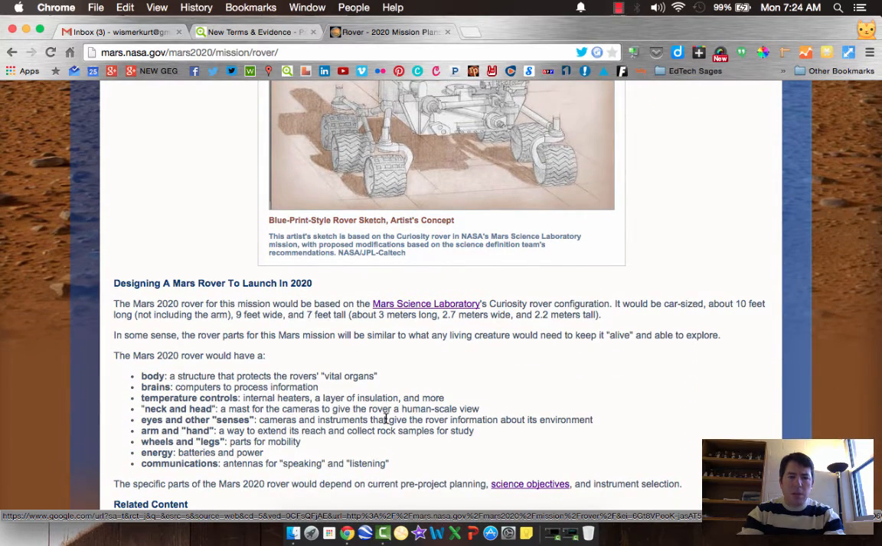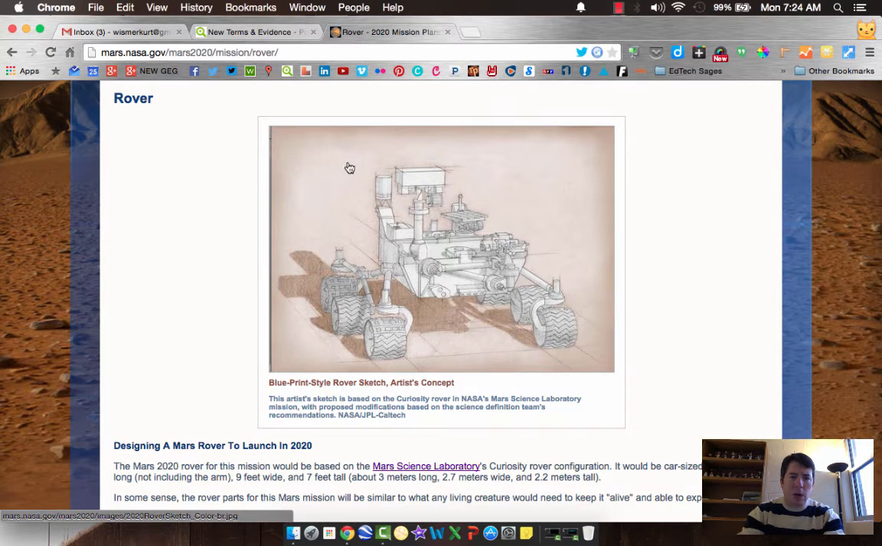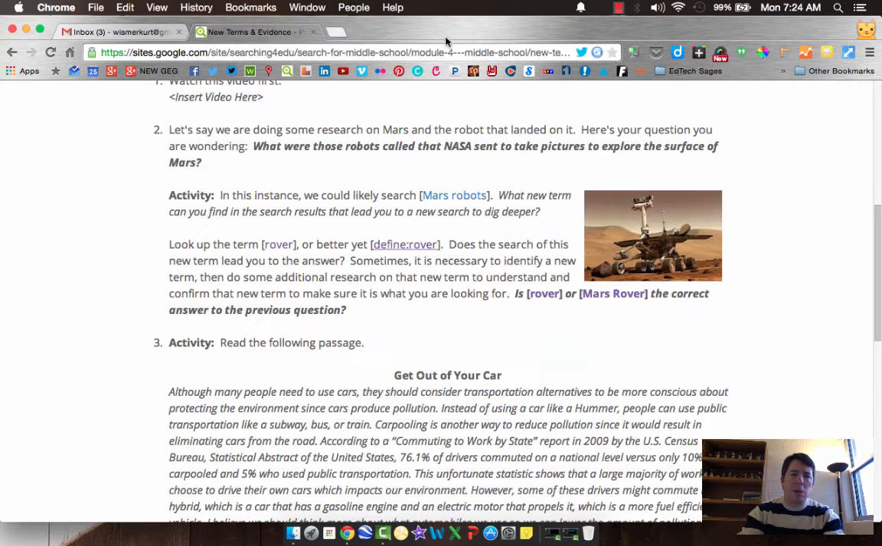So sometimes we have to dig in a little bit. We just can't assume that the first question is right there. We have to identify a new term. So we figure out that the new term is rover. Then we have to dig into that term to confirm that that's the word that we're actually looking for. So in this case, rover, or Mars rover, is the correct answer to that term. All right, let's move on.